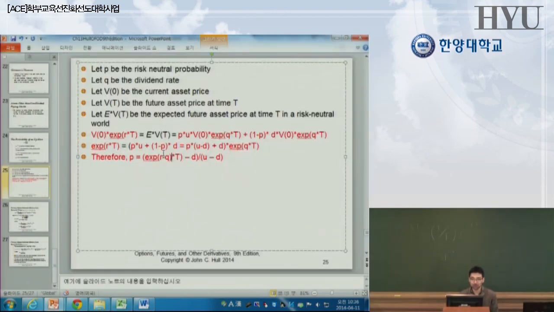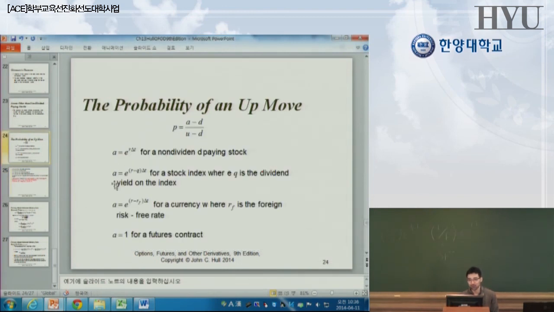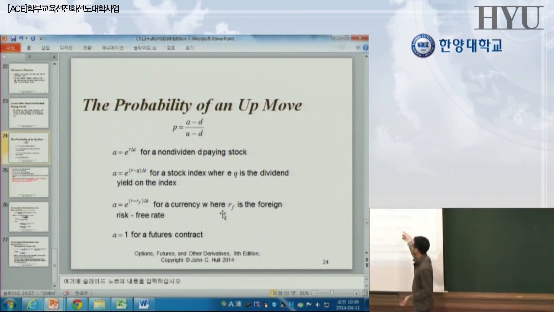So anyway, this makes this one, right? For a stock index, where q is the dividend yield on the index, we change this one. And in the case of foreign currency, the risk-free rate of the foreign bank is the kind of dividend, so we can change this one.